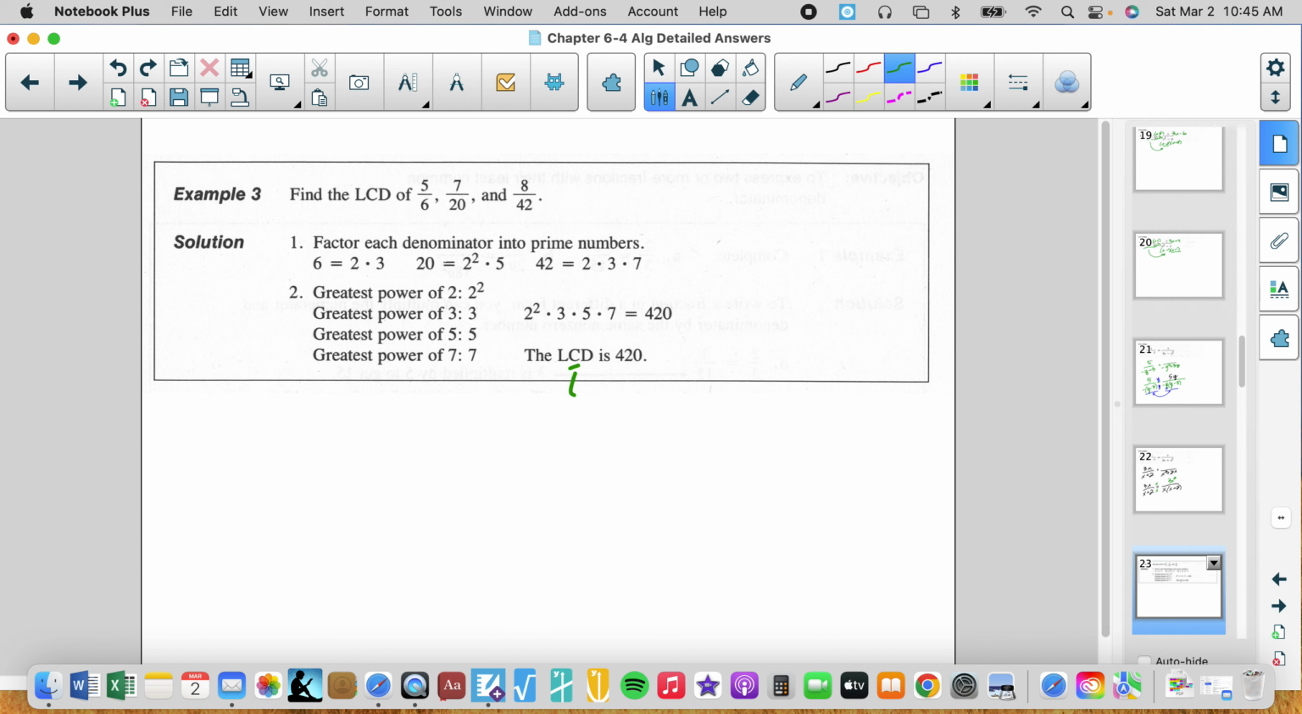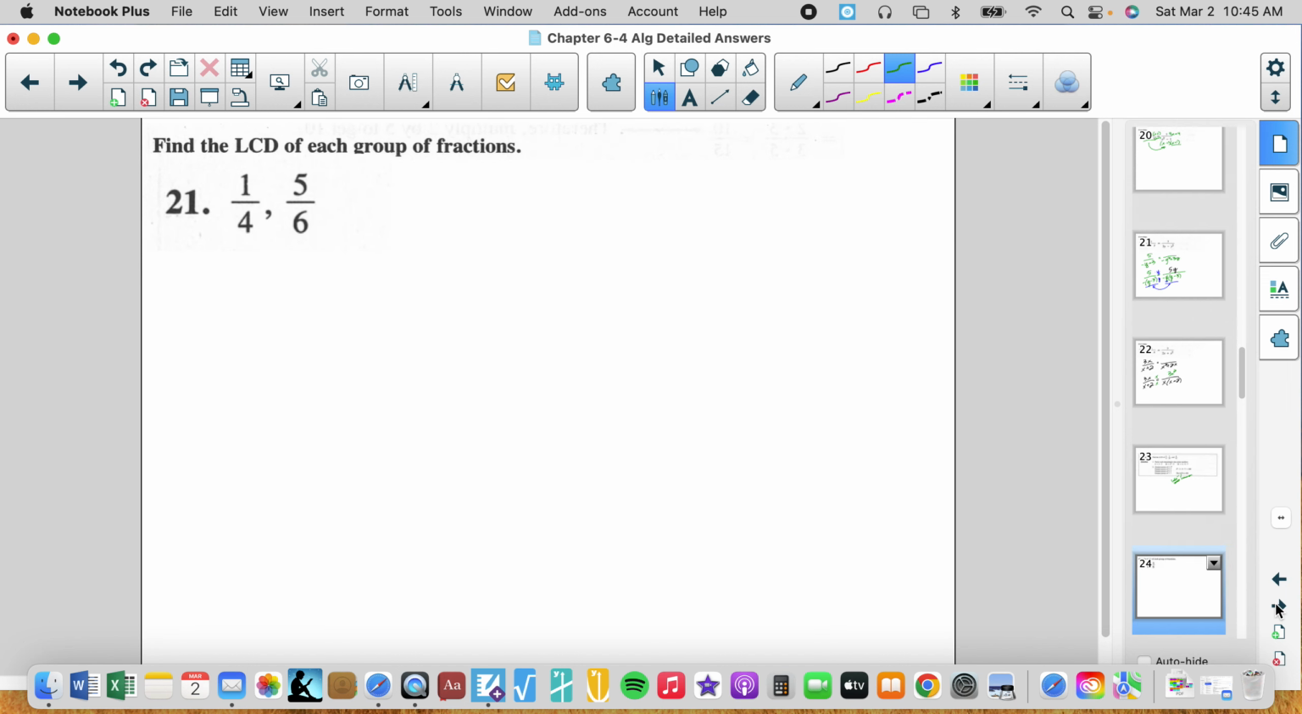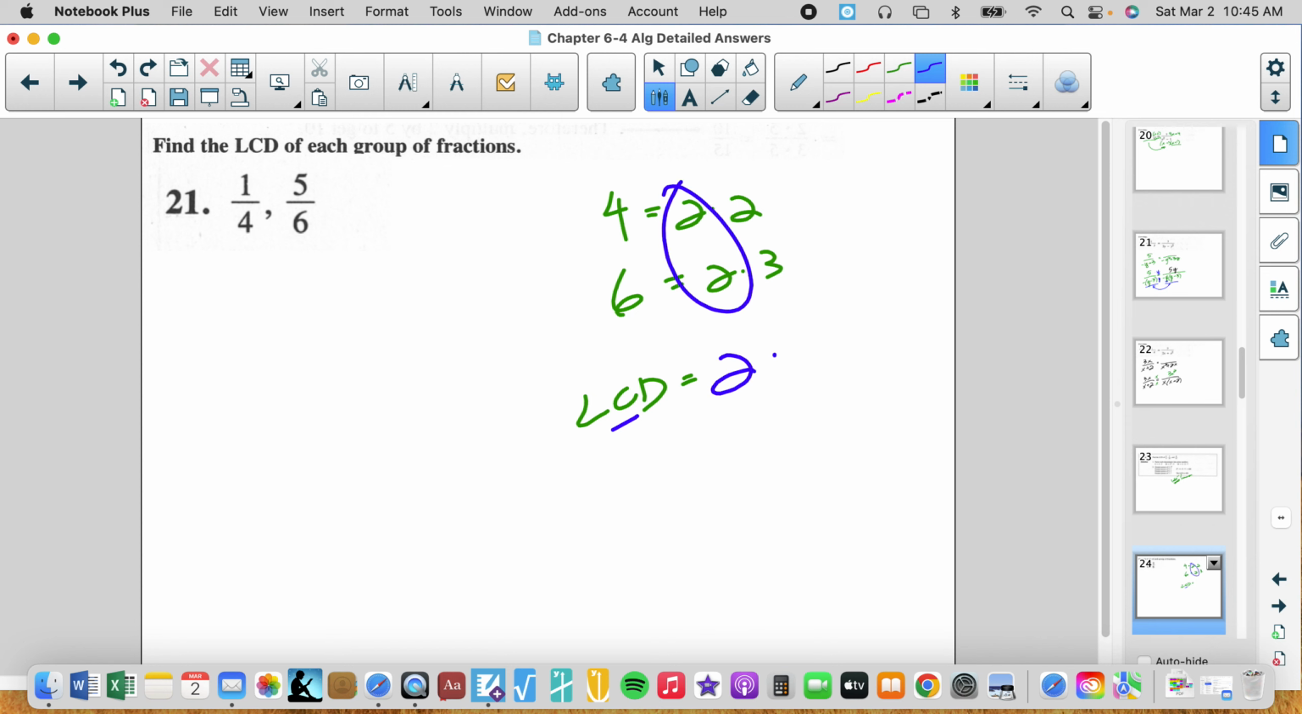LCD, remember, C is for common, and L is for leftovers. We should be very proficient at that. We would do the prime factorization, so we look at our denominators. 4 is 2 and 2. 6 is 2 and 3. If we want to find the LCD, we circle what they have in common. They have a 2 in common. And then we circle what they have left over. The leftovers are 2 and 3. So my LCD, my least common denominator, is going to be 12.